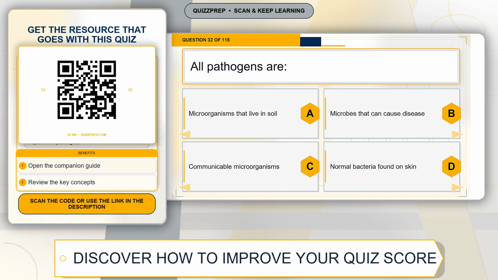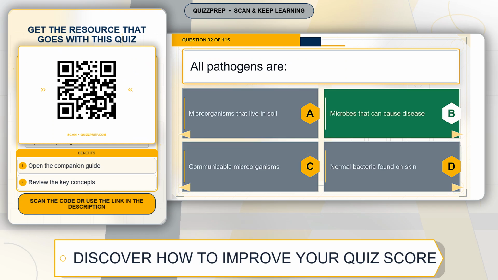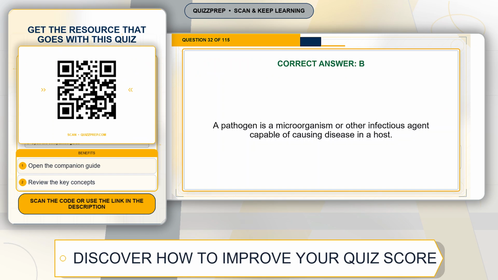Question 32. All pathogens are: Option A, microorganisms that live in soil. Option B, microbes that can cause disease. Option C, communicable microorganisms. Option D, normal bacteria found on skin. The correct answer is option B, microbes that can cause disease. Explanation. A pathogen is a microorganism or other infectious agent capable of causing disease in a host.